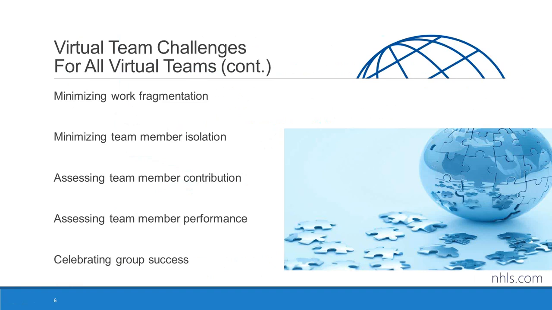Do you know what the number one leading indicator is for job satisfaction? Actually, for job satisfaction and reduced attrition, it's having friends at work. Other issues are how do you assess them from a performance perspective and assure they're contributing? And how do you do success across multiple locations?